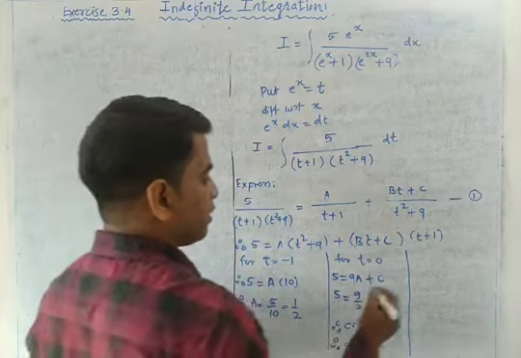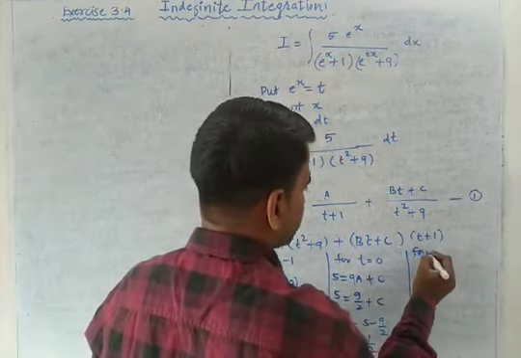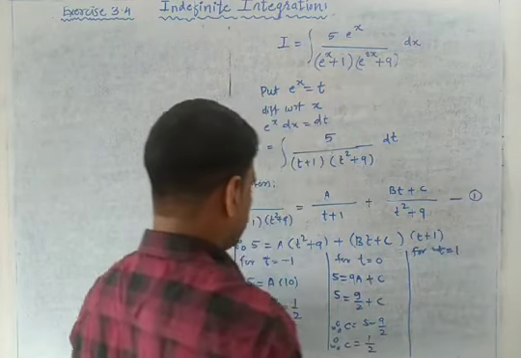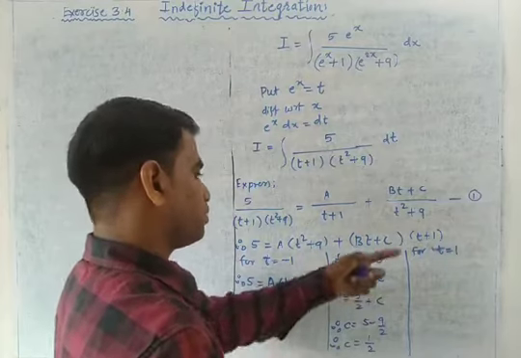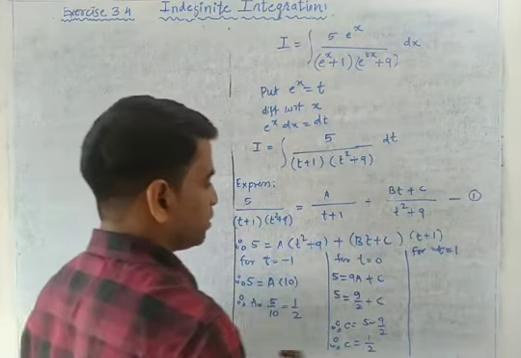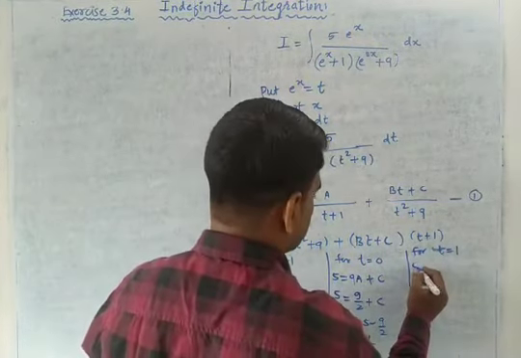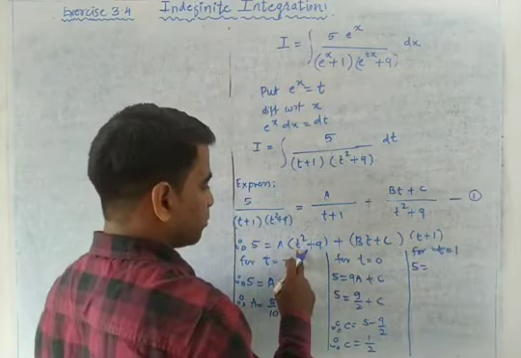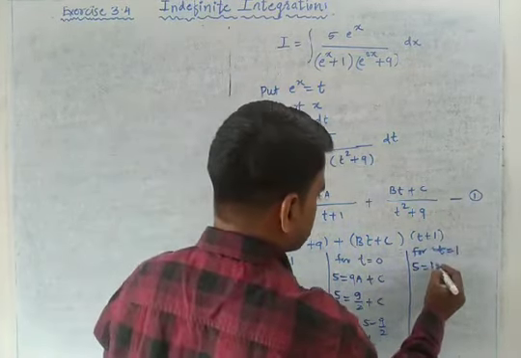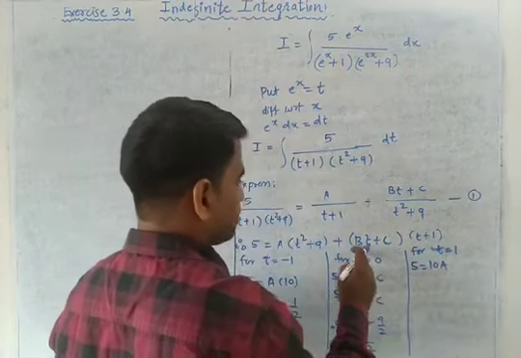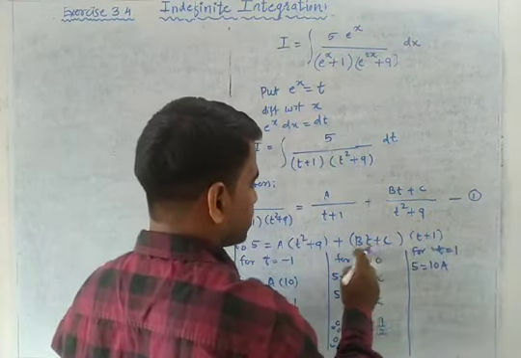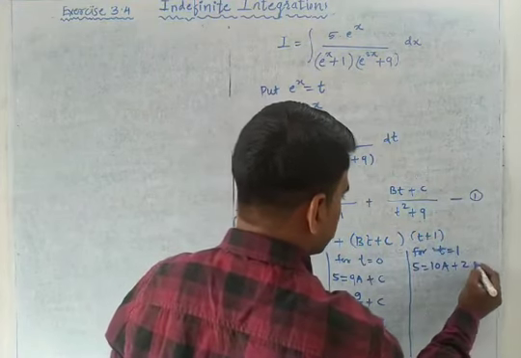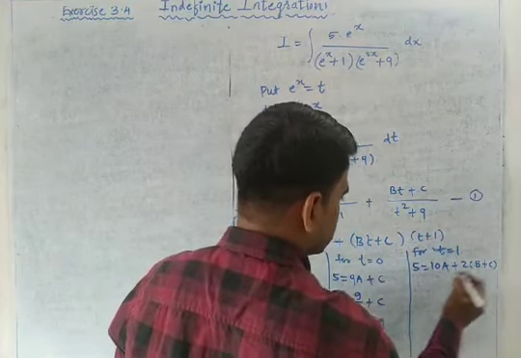Now we are going to use any other value. Because minus 1 we used, 0 we used, so t is equal to 1 we will use. So we will check the answer. So 5 is equal to, now if t is equal to 1, 1 square is 1, 1 plus 9 is 10, so 10a. Now b into 1 plus c, that is b plus c, and 1 plus 1 is 2. So that is 2 times (b plus c).